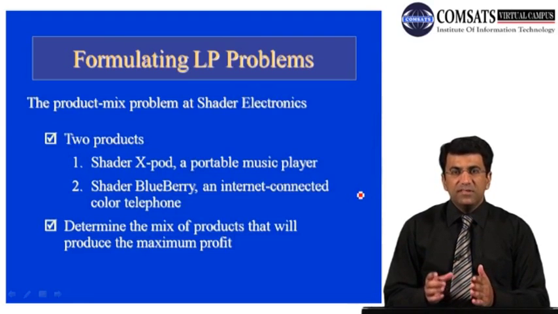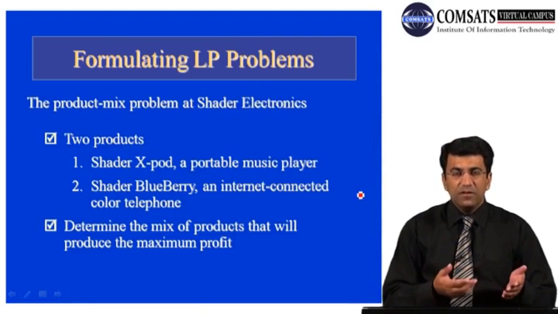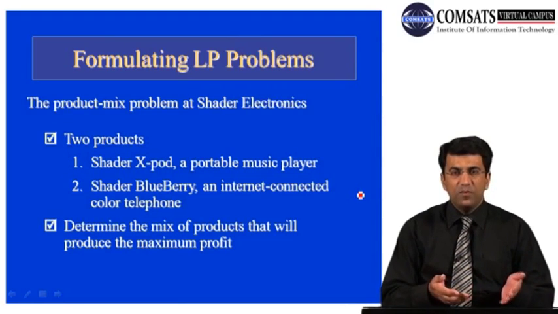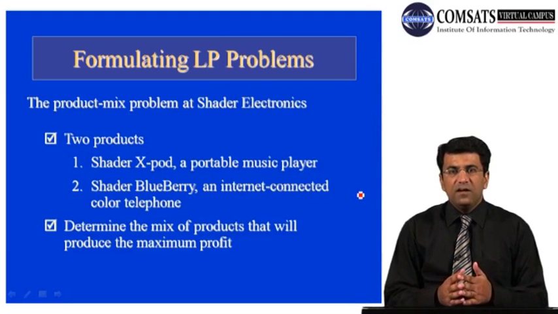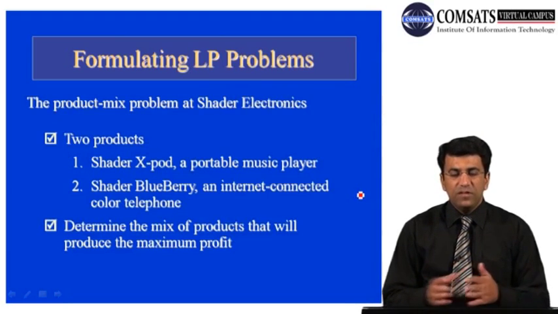In this particular case, X1 and X2, which are to be calculated through the linear programming problem, are actually the decision variables we were talking about. So X1 and X2, the quantity of Shader Export and the quantity of Shader Blueberry, are our decision variables.